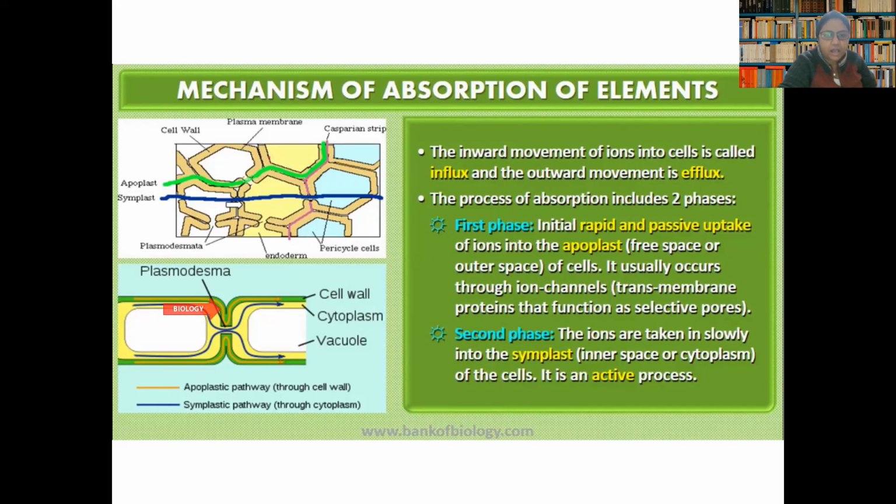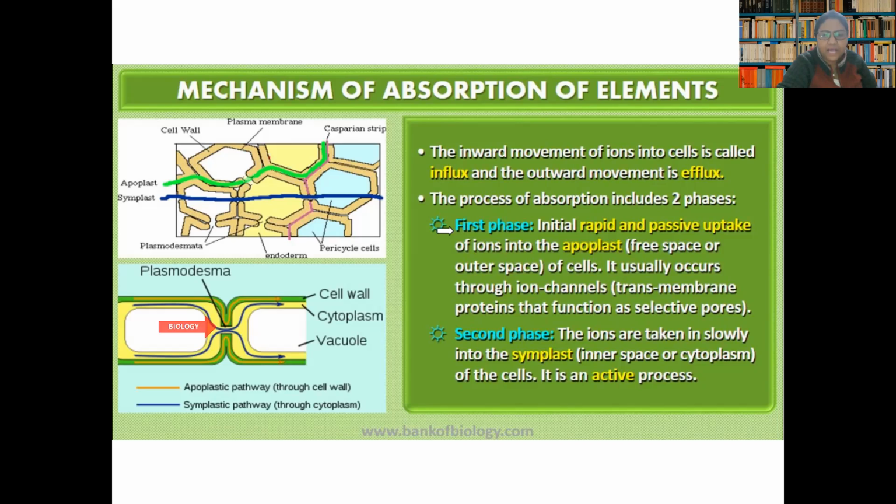Okay, so after crossing Casparian strip of a plant, now you need to follow this blue line. There is the second phase. Here the ions are entering into the cytoplasm of cell, and then from one cell to another cell it is moving via plasmodesmata. That is the cytoplasmic connection. So this process is not a passive process, it is an active process.